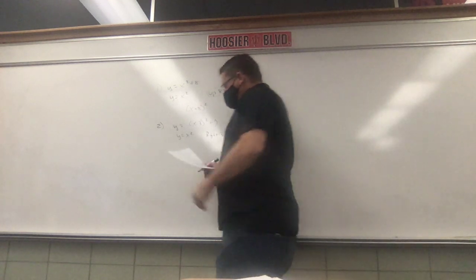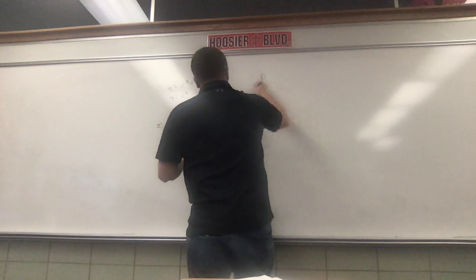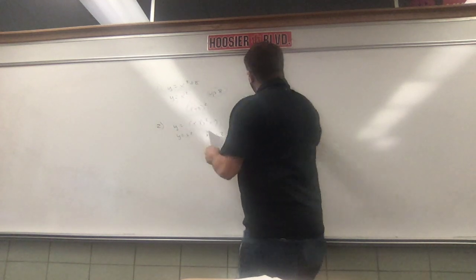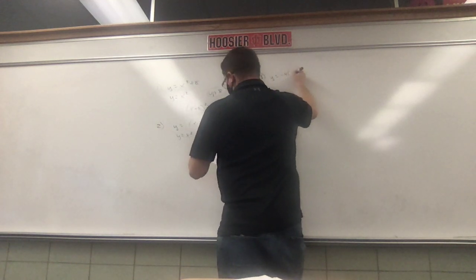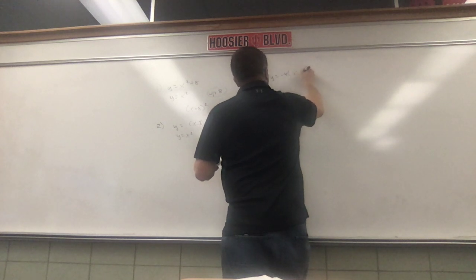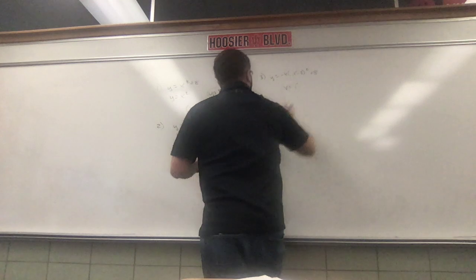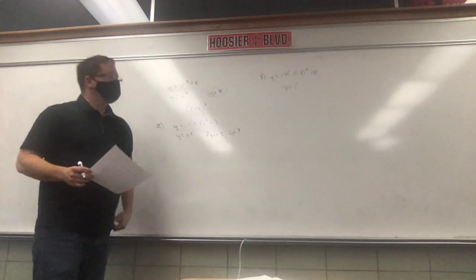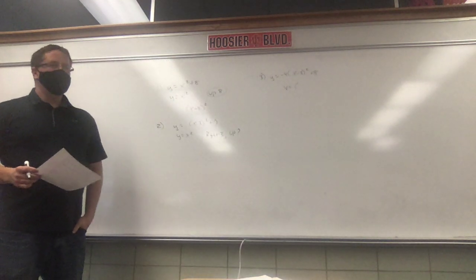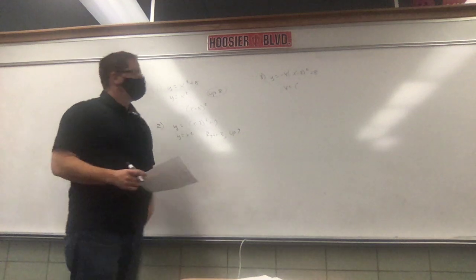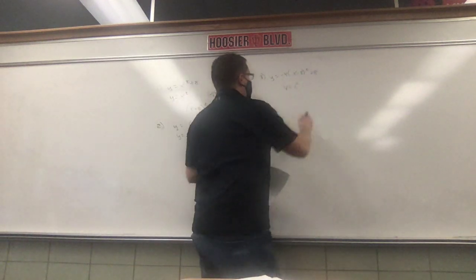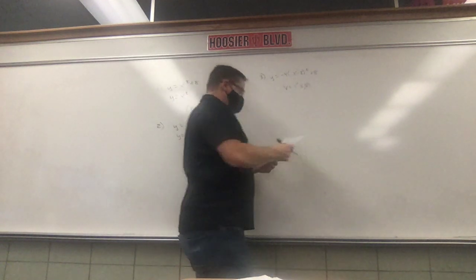All righty. Number 3. We have y equals negative 4 times (x minus 3) squared plus 8. What is the vertex? 3, 8. How did you do that in 2 words? Opposite, same. 3, 8.